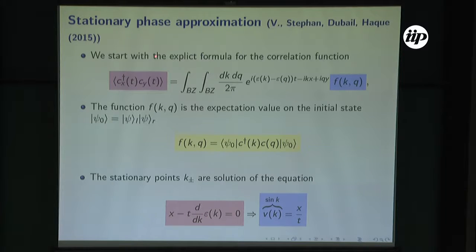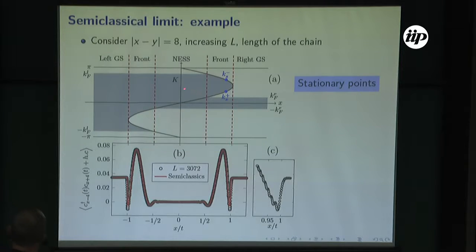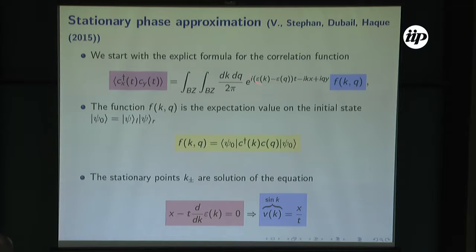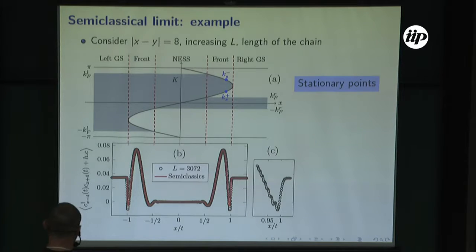Yes, well, time is fixed. I mean, you write c_y of t as a Fourier transform of c_k, then you write the exponential of i times the Hamiltonian as c_k of t, exponential minus i y k, etc. Usual stuff. Okay. And then what is left is this. Then you can look at these stationary points where they are actually, and then expand the double integral around the stationary point.